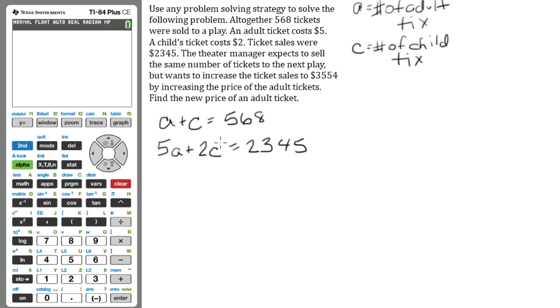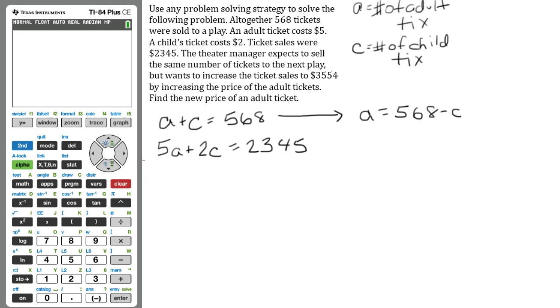That's nice. However, we have two different equations with two variables, and what we really need to do is some kind of substitution where we can get one equation with one variable. So what I'm going to do here is subtract C from both sides, and I'm going to get A equals 568 minus C. So if you subtract C over here, that just cancels out. You're left with just A. And then if you subtract C from this side, you have 568 minus C.